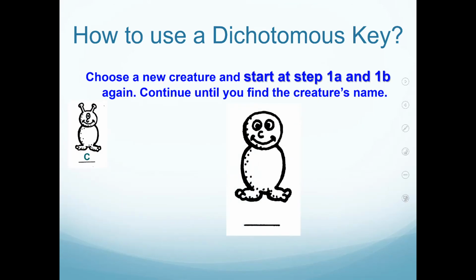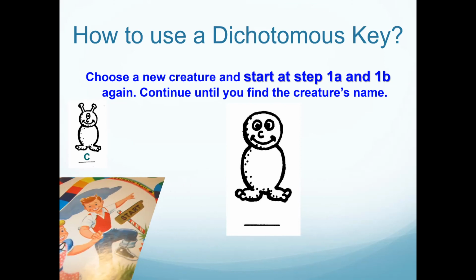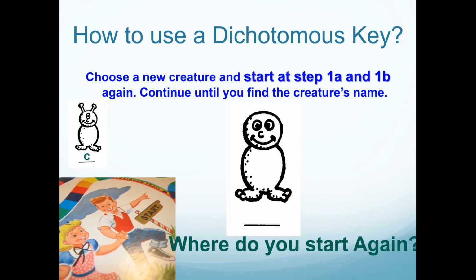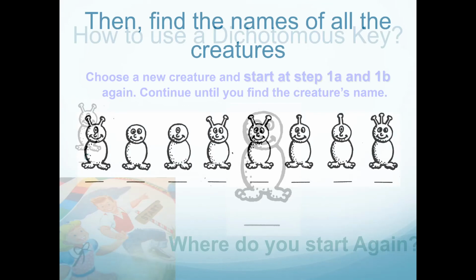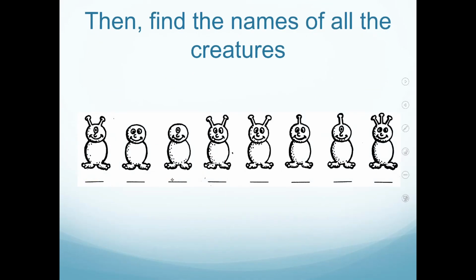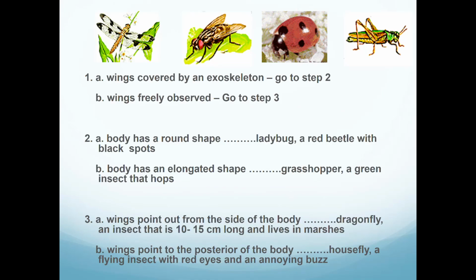Then you're going to start over with another creature. And you're going to start at step 1 again, and continue until you find that creature's name. So you've already figured out one creature, then you move to the next one. You're going to do the same thing with your shark worksheet tomorrow.